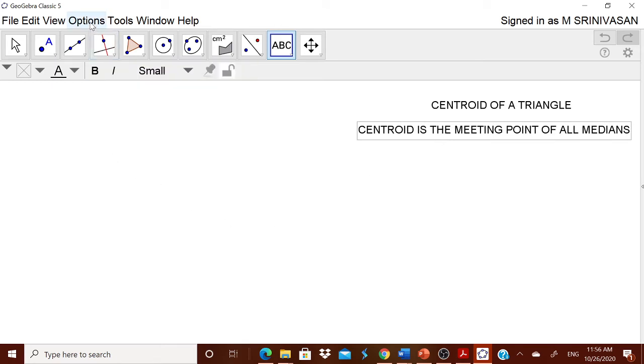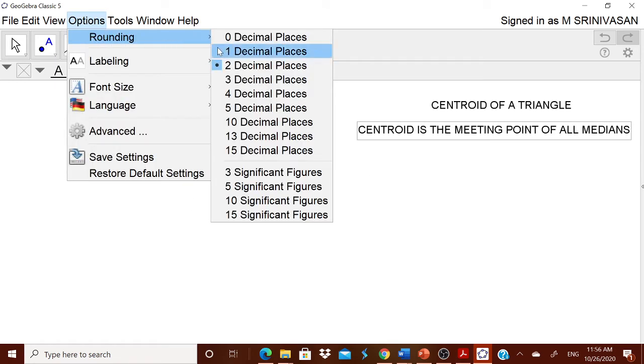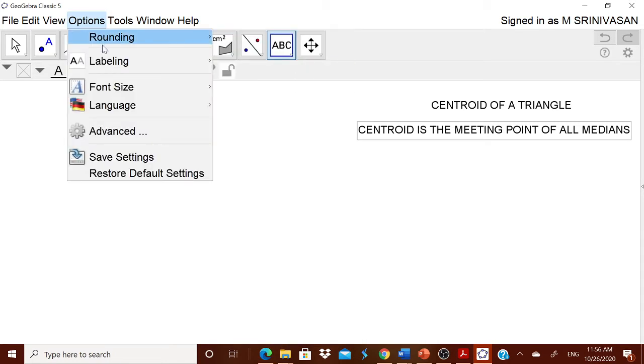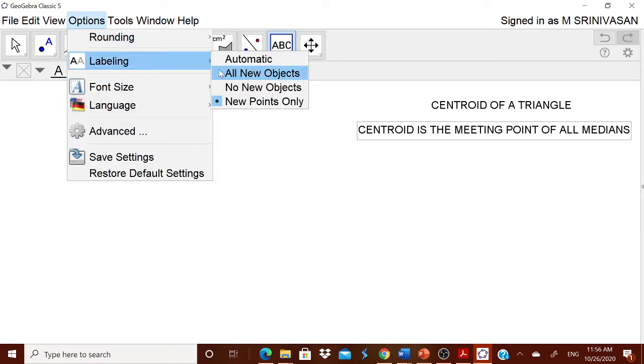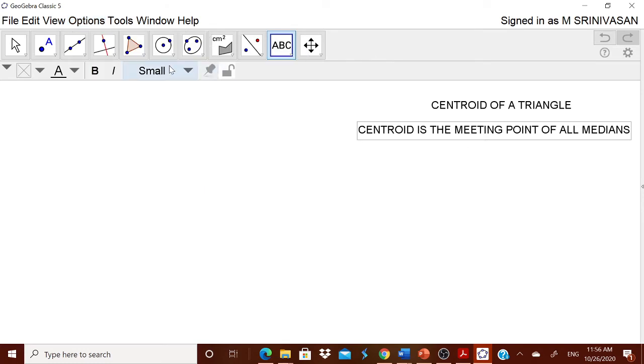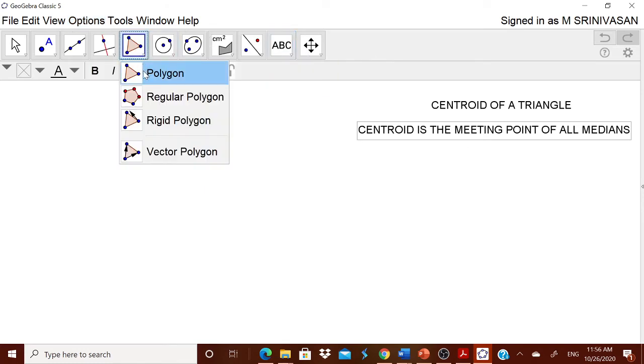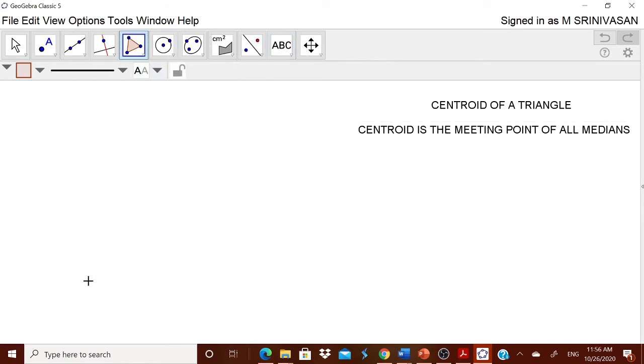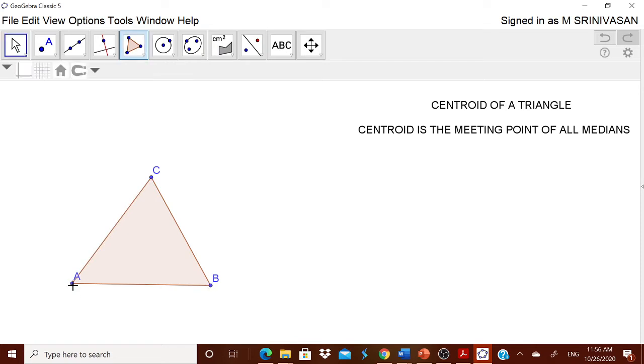For that, in the option, I will go to rounding off to 1 decimal place. In option, in labeling, I will take new points only. Well, I am ready. Let me take a polygon and then draw a triangle. A, B, C, simply touch it, then come back to A. Don't drag it. Simply A, touch it, B, touch it, C, touch it, and then come back to A. Escape. ABC, I have got.